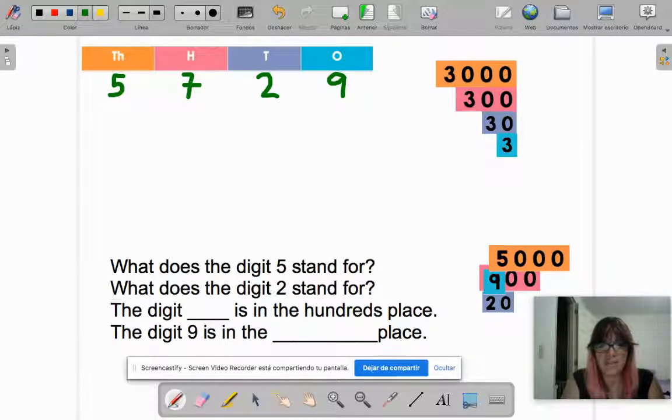5,729. Now, what you are going to answer is each digit equals how much. That's the value of each digit. Like we just did with this example of the 3. Remember that 3 can be 3, it can be 30, it can be 300, or it can be 3,000.